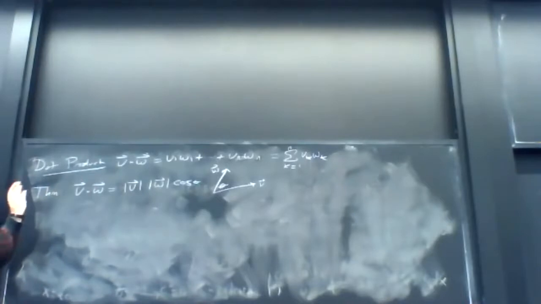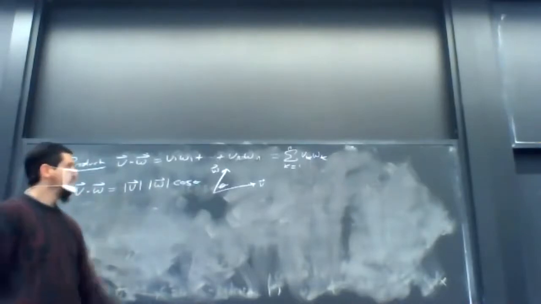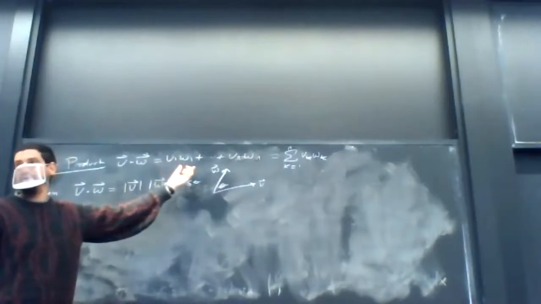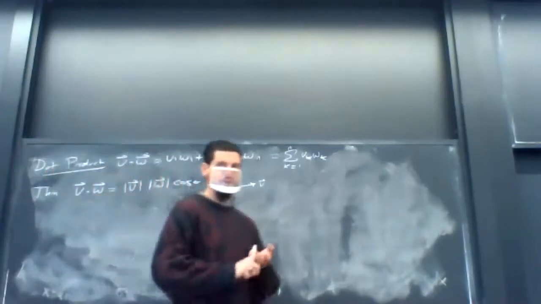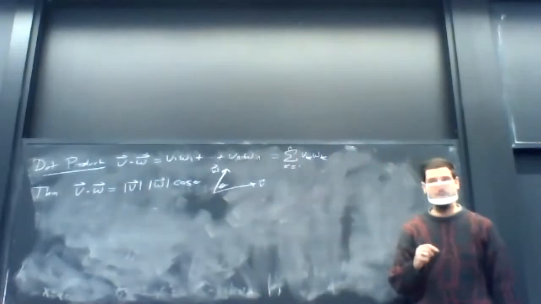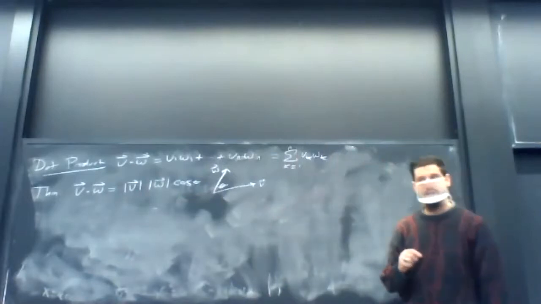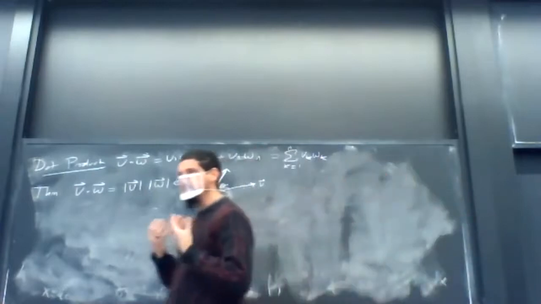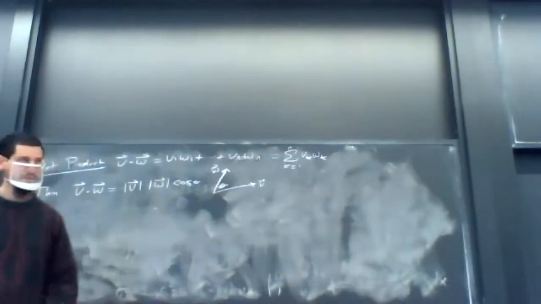This is a wonderful result. V dot W is very easy to compute. I just take the pairwise products and add. I can multiply, I can add, not a big deal. And it says that it's related to the angle between them. Now you always want to be careful: what is a definition and what is a theorem?